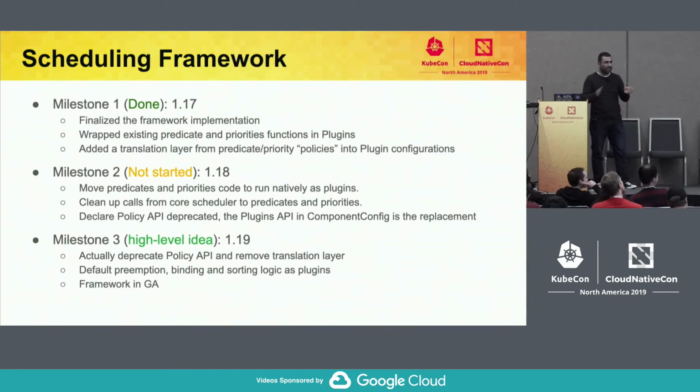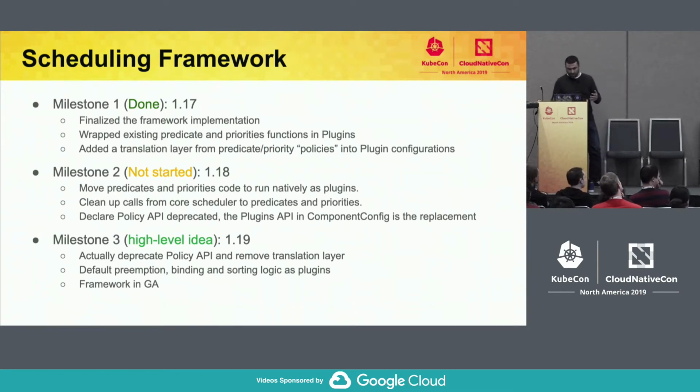And so far we have two execution paths. One is active, one is not, in the core scheduler. Hopefully in milestone 2, 1.18, after we make sure that, like in 1.17, we have no major regressions or bugs, we're going to completely deprecate all the predicates and priorities and move their code into native plugins, basically, to run as native plugins. And that will allow us to deprecate the old policy API. And hopefully, we will have the component config in GA by that time. And the replacement is going to be the component config plugin API.